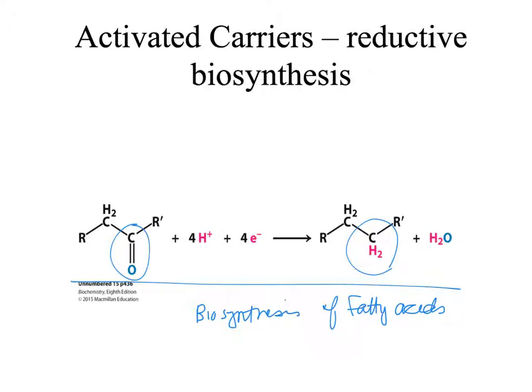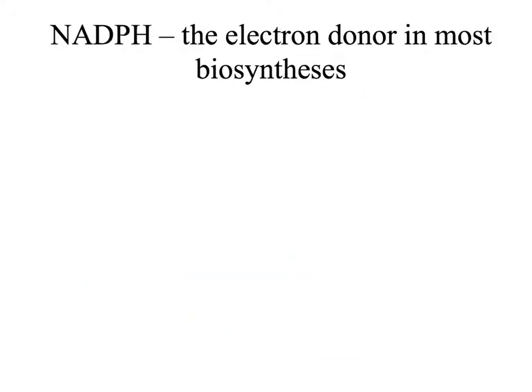Throughout this process, in order to have this keto group being reduced to a methylene group, there will be 4 electrons and 4 protons that are involved. So we have electrons being carried here. Now we saw that FAD and NAD plus are the electron carriers that we're going to see in fuel oxidation. And we talked about how we had NAD plus, but we also have NADP plus.